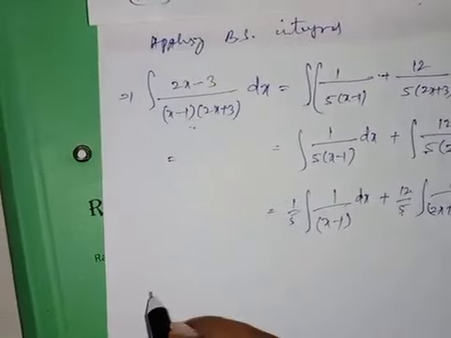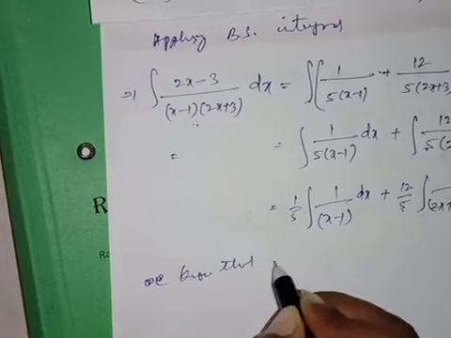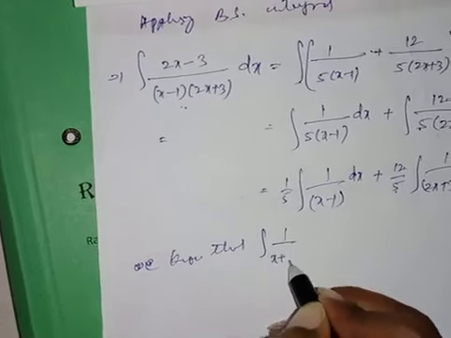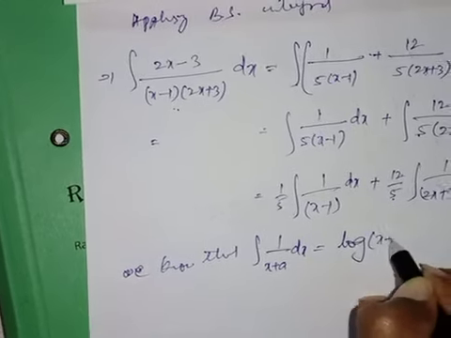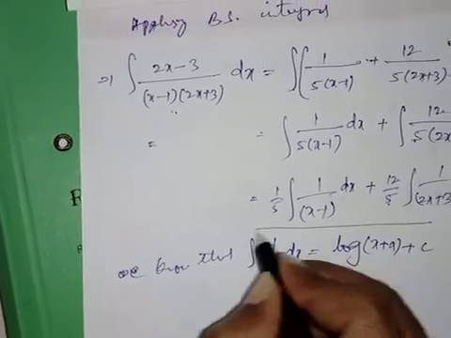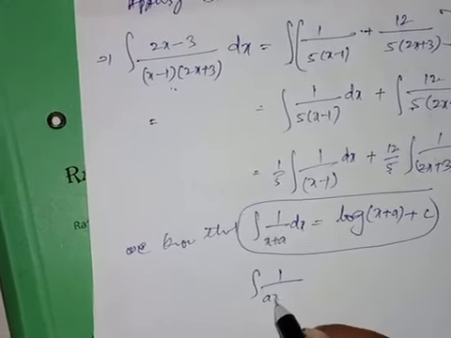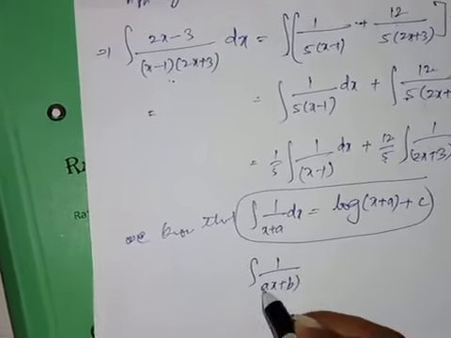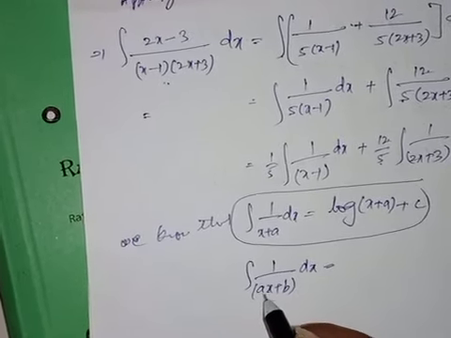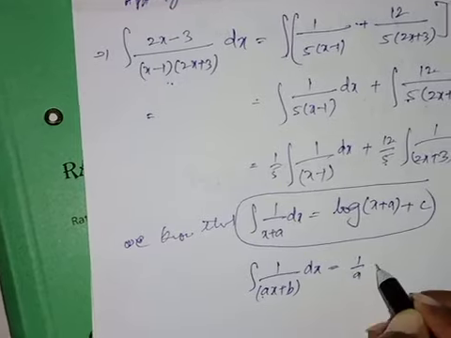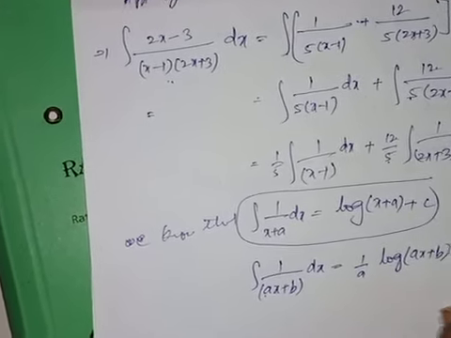We know that the integral of 1 by x plus a dx is equal to log of x plus a plus c. At the same time, the integral of 1 upon ax plus b dx is equal to, here the x coefficient is a, so 1 by a log of ax plus b plus c.